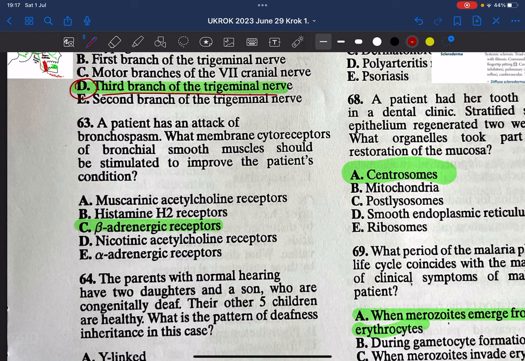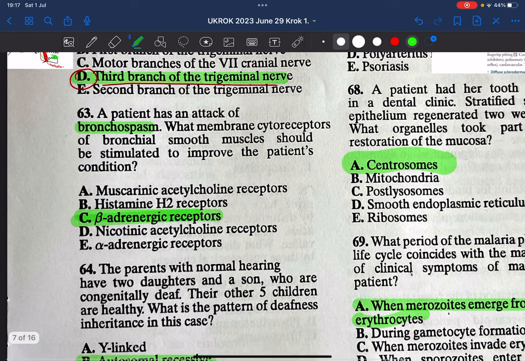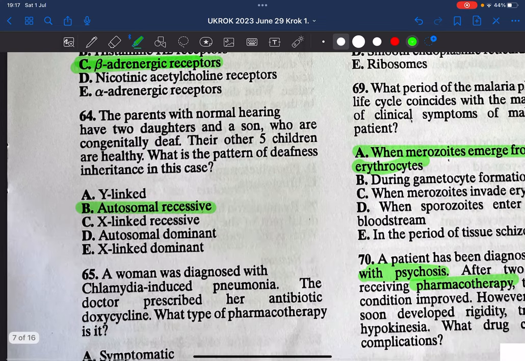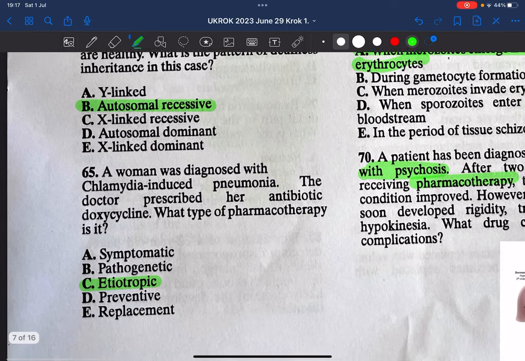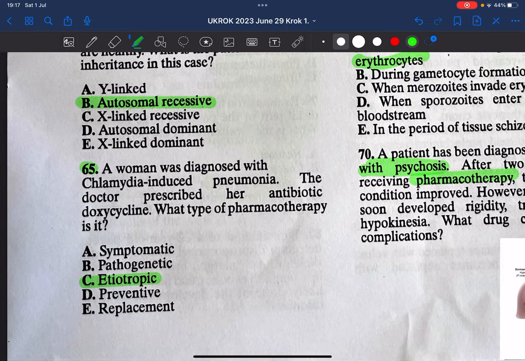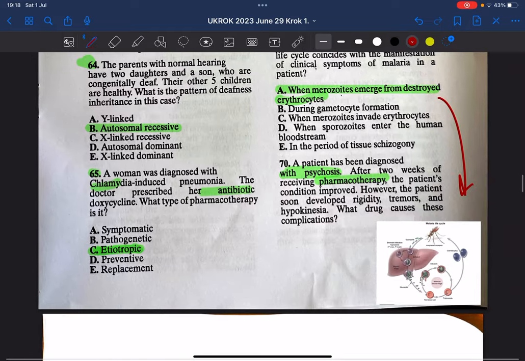To treat bronchospasms, we need to activate beta-2 adrenergic receptors because they cause bronchodilation. This is a question from the base. To treat chlamydia-induced pneumonia, we should prescribe an antibiotic. Chlamydia is a bacteria, and we prescribe antibiotics. So we treat the cause of this pneumonia. We treat the etiology. It's etiotropic treatment.